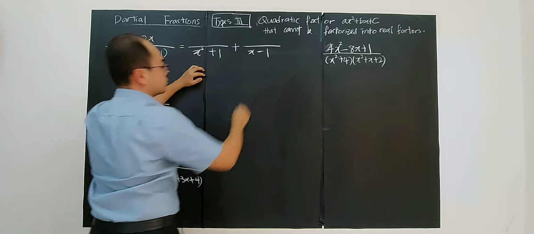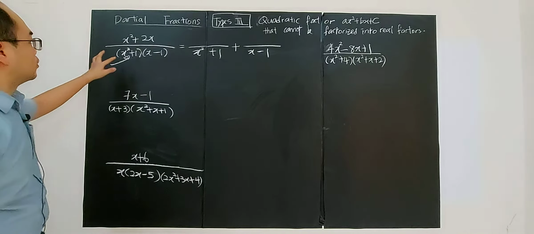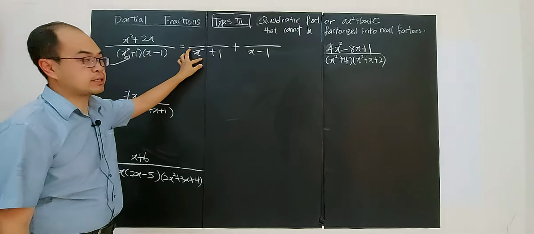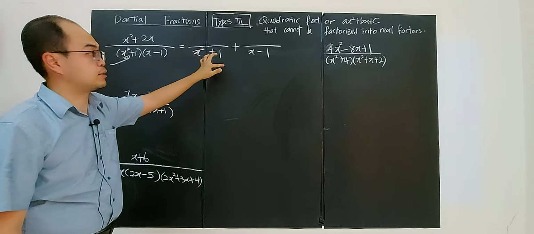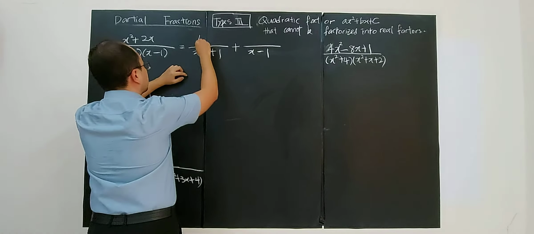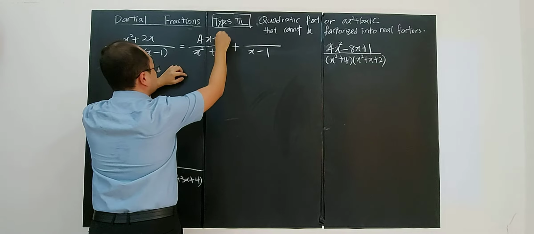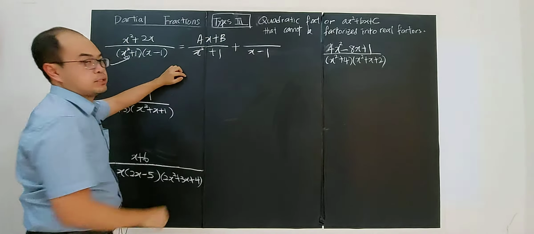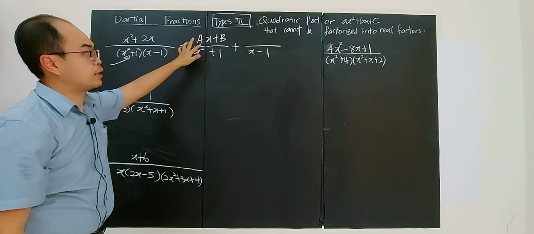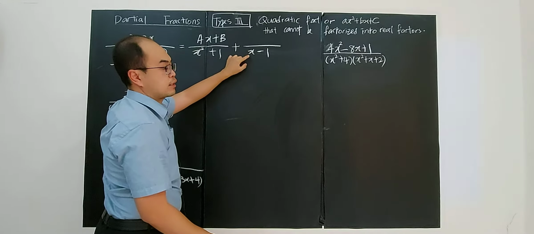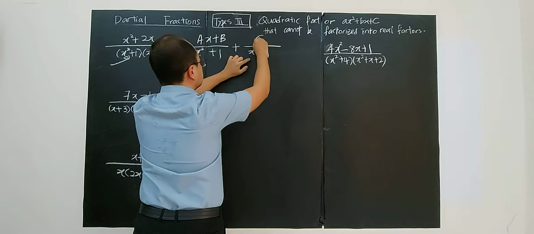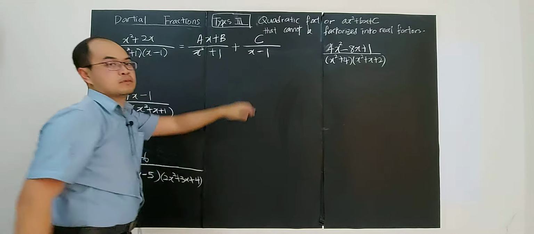So in this case, I have to write it back as x squared plus 1 and x minus 1. If this is a quadratic factor, a power of 2, then on top it has to be a linear factor. It has to be ax plus b. You cannot put in just a. This is a linear factor, and then for x minus 1 you put c. So a, b, c, that's all.